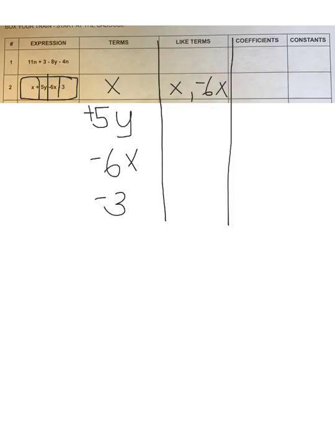Our coefficients, when we just have a variable by itself, we put a 1 in front of it, so this should be 1x, and then that makes our first coefficient a positive 1, and then a positive 5, and a negative 6. And then our constant is just negative 3.